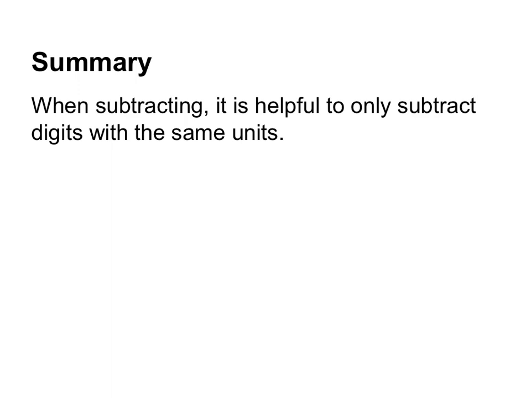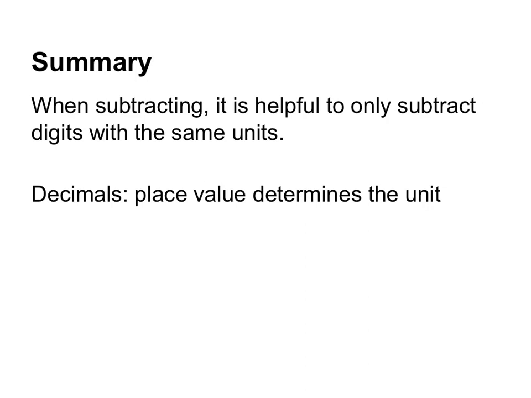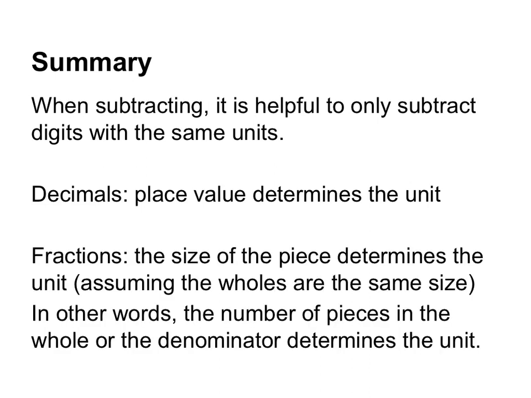Summary. When subtracting, it is helpful to only subtract digits that have the same unit. In the decimal world, the place value determines the unit. If you need to borrow, then take something from the larger place value, take one of those items, and turn it into a bunch of the smaller items. In fractions, the size of the piece determines the unit, assuming the wholes are the same, which we do unless they tell us otherwise. So it's the number of pieces in the whole, or ultimately the denominator, that determines the unit.